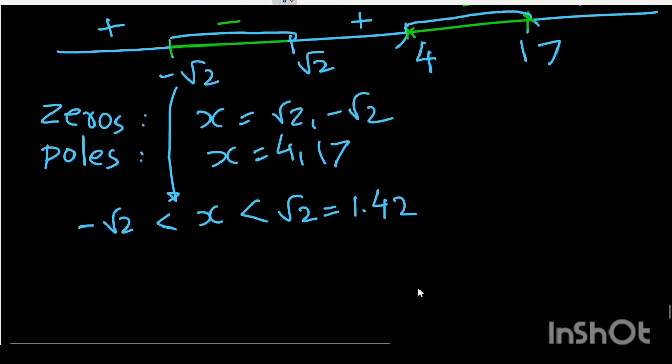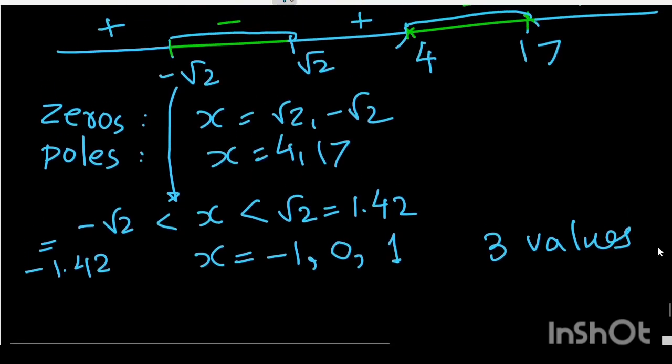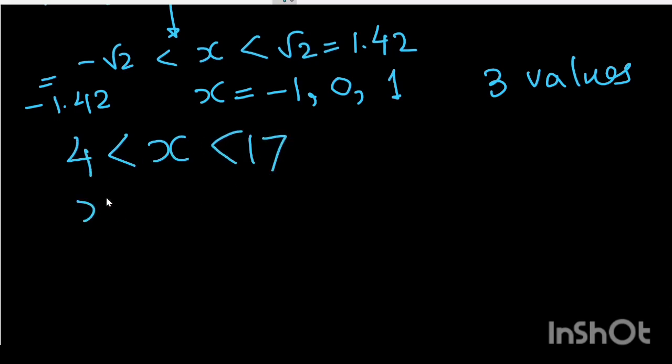So as you can see here, x equals minus 1.42. So clearly minus 1 will satisfy, 0 will satisfy, and 1 will satisfy. So we got 3 values in this interval. Now, when x is between 4 and 17, clearly x equals 5 will satisfy, 6 will satisfy, till 16 it will satisfy.